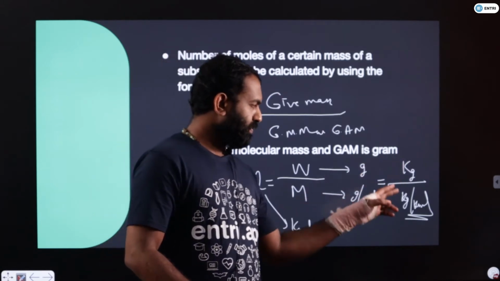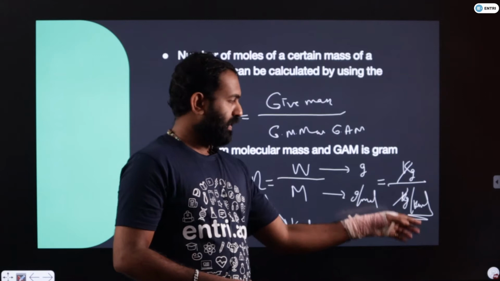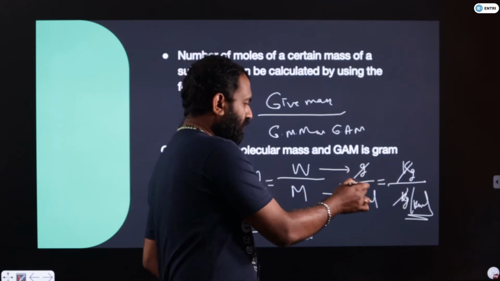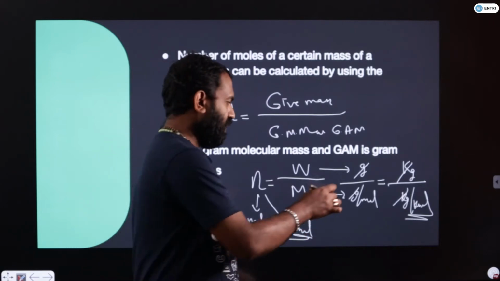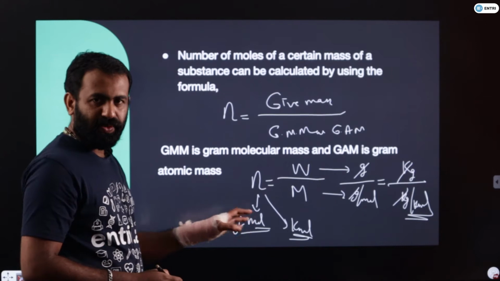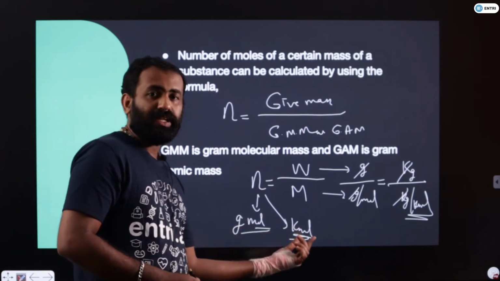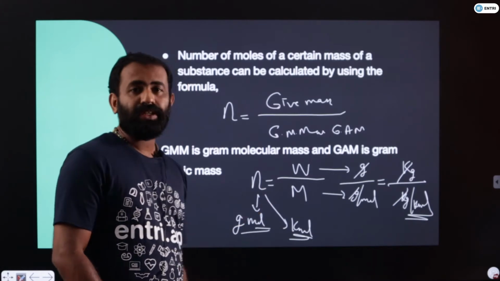Kilogram per kilomole, then the unit of number of moles is kilomole. Gram per mole, then the unit of number of moles is gram mole, or simply mole. If we take the given mass in kilogram, then the number of moles is in kilomole.